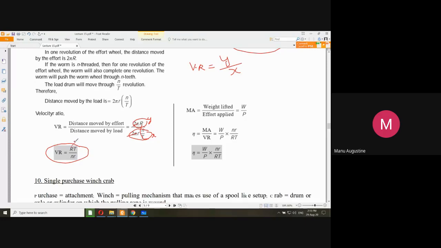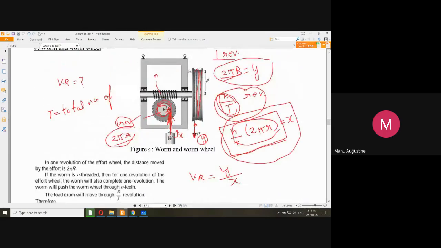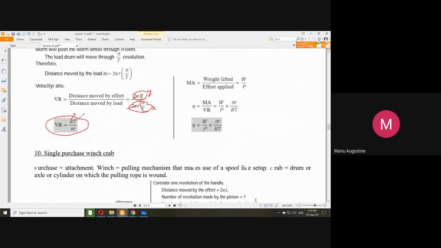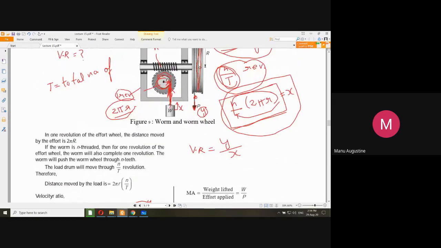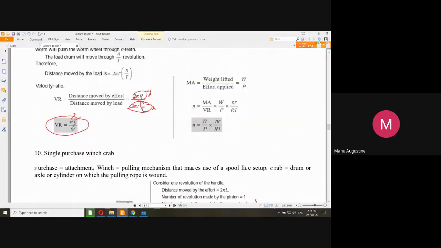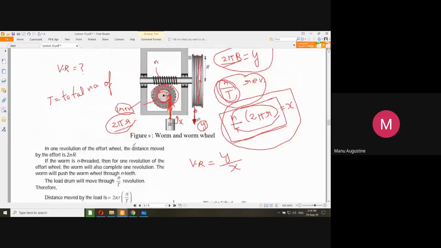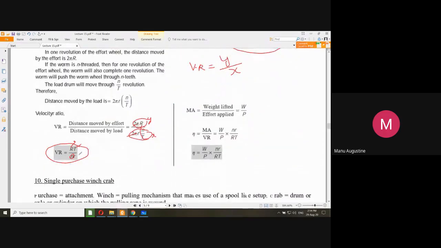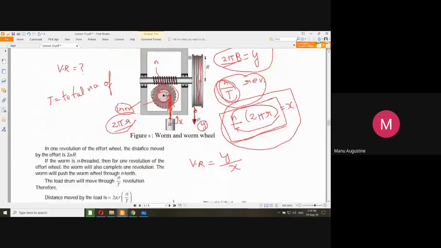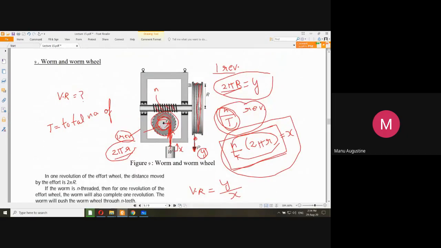Capital R is the radius of the effort wheel. Capital T is the total number of teeth on the worm wheel. Small n is the number of starts of threads on the worm, and small r is the radius of the pulley attached to the worm wheel. It has got nothing to do with the worm wheel. It is this disc or drum attached to the worm wheel. So it is the radius of the drum.